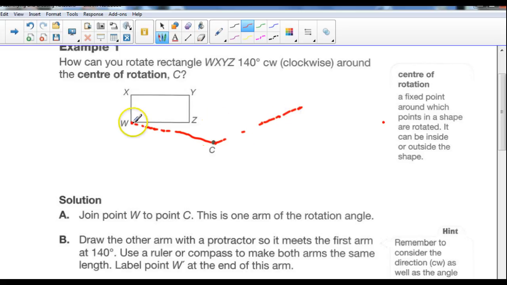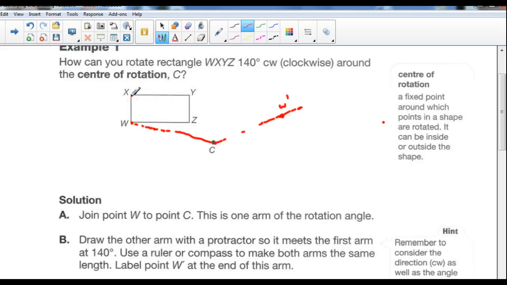And then you take your ruler and you measure from this point to this point. Okay, and then you measure the same distance along here, and this becomes point W prime. So there's point W, that's point W prime right there. Okay, then you do the same thing for all the other points. You do the same thing for X, Y, and Z. Okay, so let's do X.